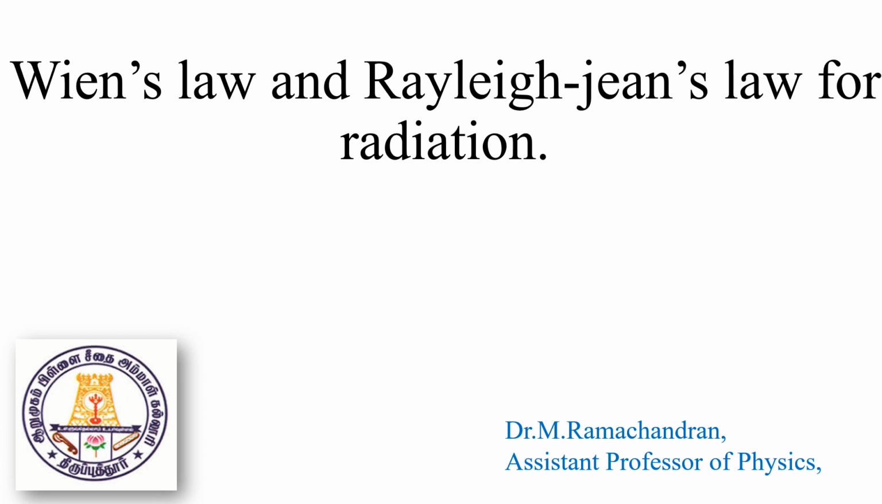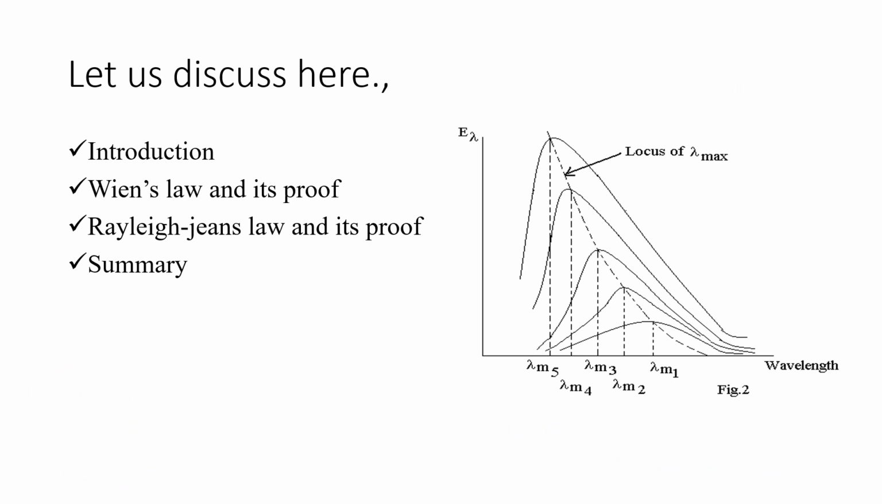Energy distributions in the black body spectrum: we can go into detail about Wien's law and the Rayleigh-Jeans law for radiation. Wien's law is valid only for shorter wavelengths, and the Rayleigh-Jeans law is valid only for longer wavelengths. Planck's law as a whole you can derive from Wien's law and the Rayleigh-Jeans law by using Planck's idea. So let us discuss here an introduction to Wien's law and its proof, the Rayleigh-Jeans law and its proof, and finally a summary of this.